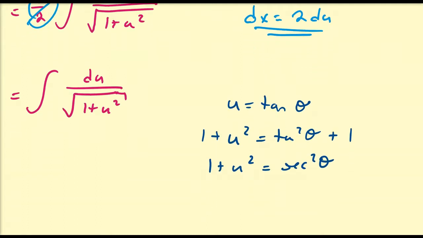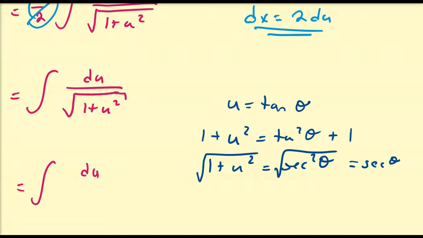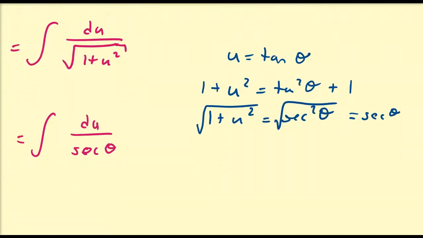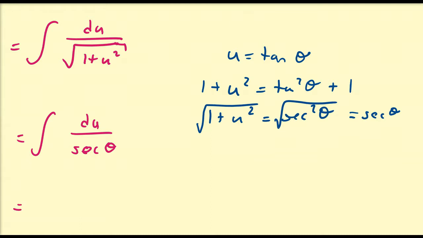So that means if we take the square root, that's just going to be equal to secant theta. So the square root of 1 plus u squared is just secant theta. So you have this equal to the integral of du all over secant theta. And the reciprocal of secant is going to be cosine, so this is just going to be equal to the integral of cosine theta d... Wait a minute. That's going to be du.